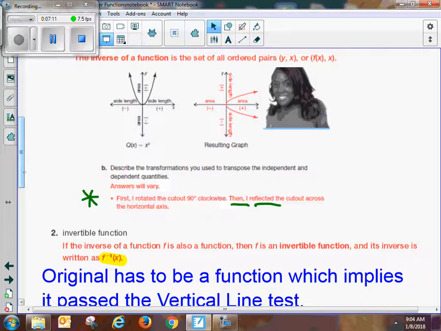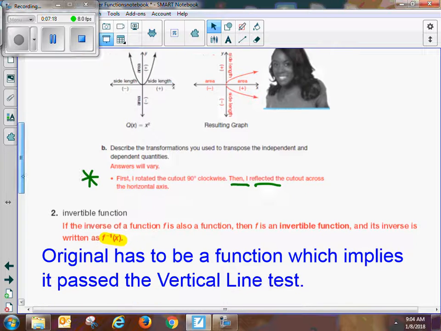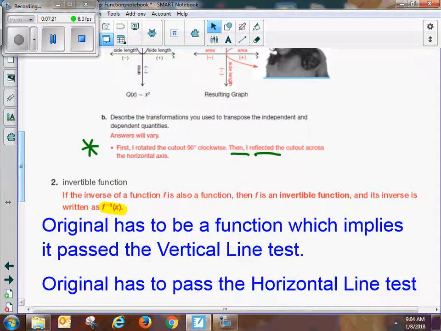And so there's by picture, there's by words. So if you were helping somebody or you need to remember what to do. Now, in order to be invertible, you have to pass both the vertical and horizontal line test, or you have to look and see if the given is a function and if the inverse is a function. If they're both functions, then it's said to be invertible. Okay? So what I wrote up here for invertible function is if the inverse of a function is also a function, then f is an invertible function. Okay? So the given already has to be a function.